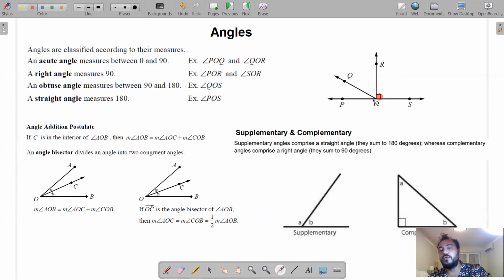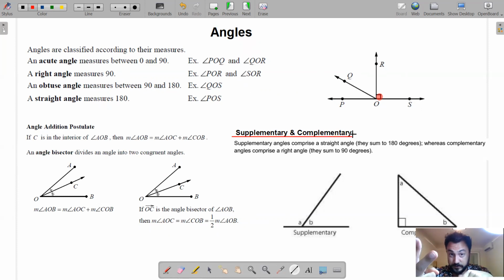So the angle QOS in this case is an obtuse angle because it's more than 90 but less than 180. A straight angle like POS is an angle of 180 degrees. We need to also know about supplementary and complementary angles.